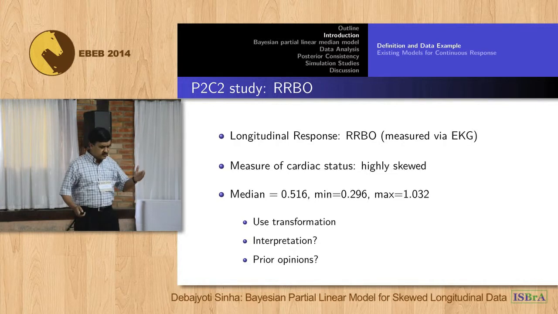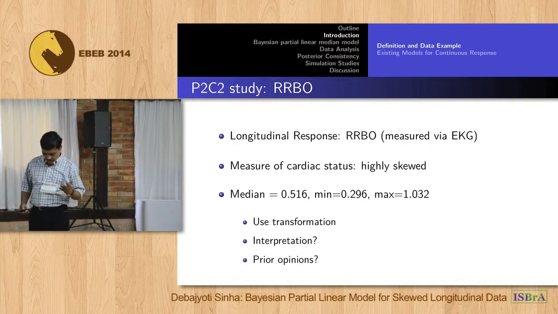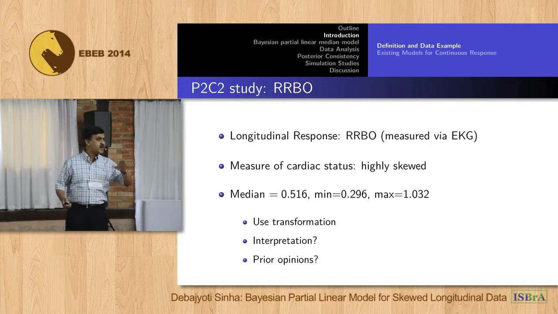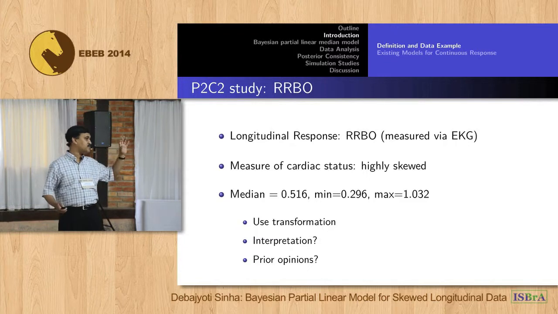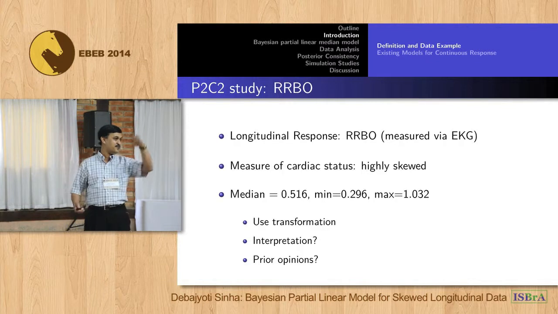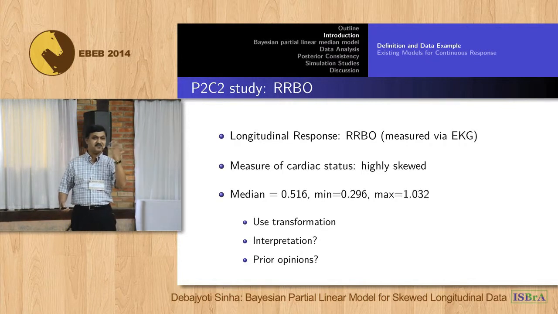So if you have a highly skewed response, what can you do? In general, people say that you can use a transformation, but the problem there is that when you transform it back to the original scale to interpret it, it's difficult to interpret because your model is based on transformed data. To get back to what is happening in real life, you have to transform back, and there's not necessarily an easy one-to-one correspondence. So interpretation is the major problem.